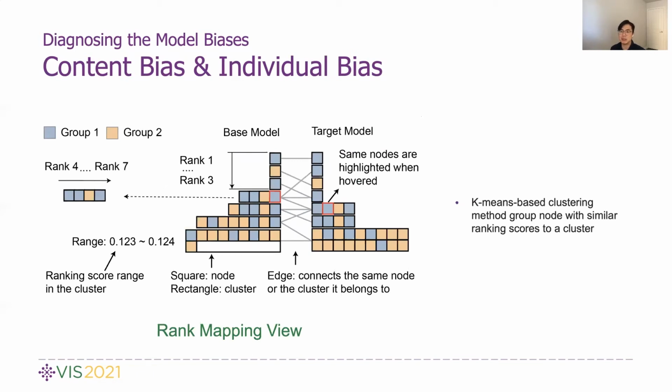So we have designed a rank mapping view to visualize those biases. As we can see, the ranking results of the base model and the target model are listed separately. Small squares represent nodes and are colored with respect to analyst-defined groups. These squares are organized into large rectangles, and each rectangle represents a cluster that contains nodes with similar ranking scores. From top to bottom, the nodes are ranked from high to low, and in a cluster, the node ranks from high to low are mapped from left to right. Each cluster from the base model is connected to a corresponding cluster in the target model by a grid line when they share the same nodes. And the same nodes in the base model and target model can be highlighted when either one of them is hovered.